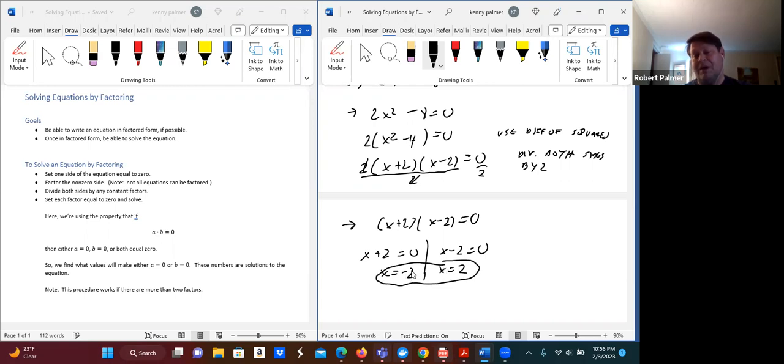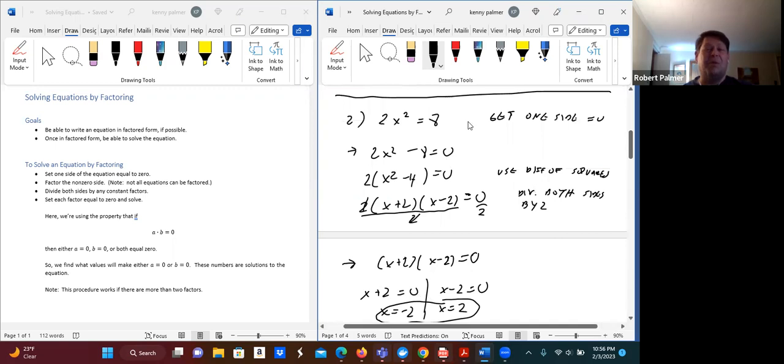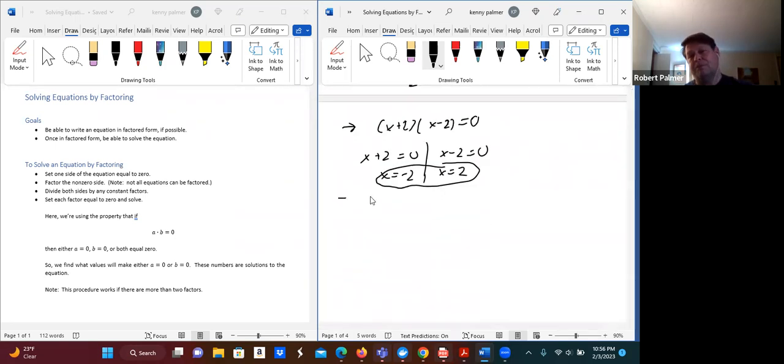So if you plug in negative 2 in both places, negative 2 will make the first factor 0, which will give you 0 equals 0. Plug in 2 to both, and it makes the second factor 0, which will give you 0 equals 0. So both of these are solutions to the original equation. And that's not the only way to solve that. So this is one way to solve it.